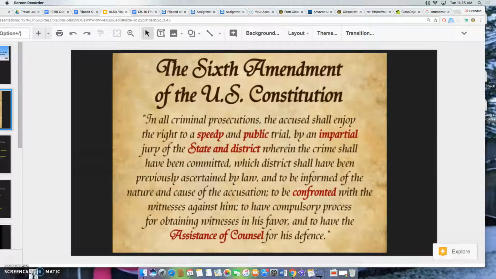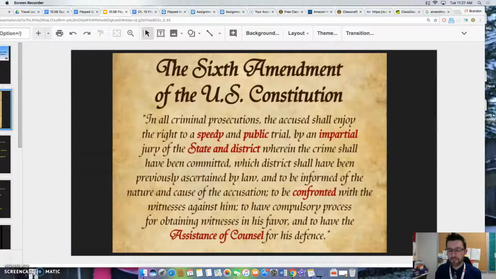Please read with me. In all criminal prosecutions, the accused shall enjoy the right to a speedy and public trial by an impartial jury of the state and district wherein the crime shall have been committed, which district shall have been previously ascertained by law, and to be informed of the nature and cause of the accusation, to be confronted with the witnesses against him, to have compulsory process for obtaining witnesses in his favor, and to have the assistance of counsel for his defense.